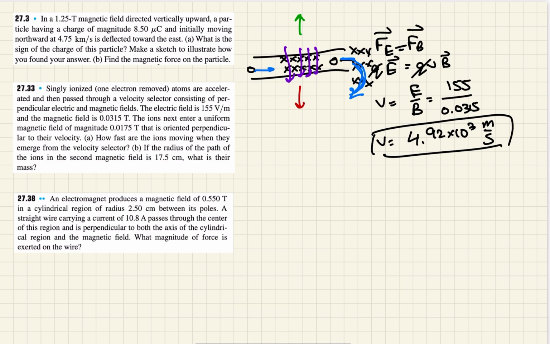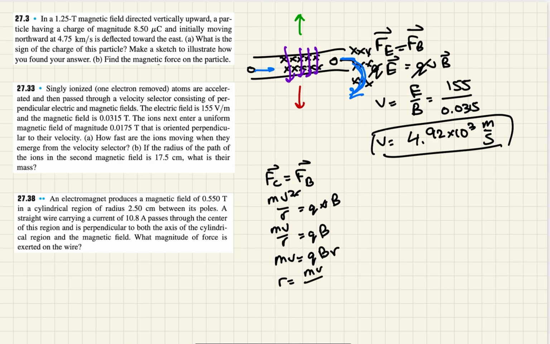Okay, so since it's circular, we can say FC is equal to FB, which means mv squared over r is equal to qvb. One of the v's cancel, mv over r. This is just the same thing we did during the content review, except I have to do it again because you have to show your work on this. It's not an equation that they give you. So it's just a little bit of algebra solving for r. In this case, actually, we don't want to solve for r because we're given the r. Instead, we want to solve for the mass.